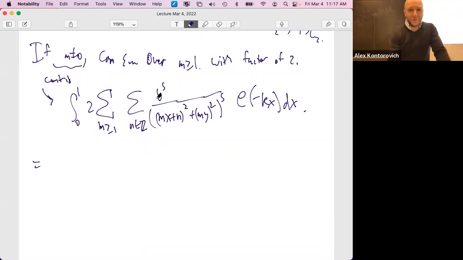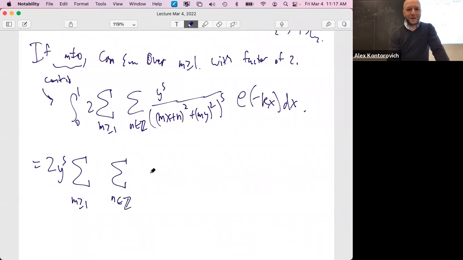Let's do it. We have a y to the s, independent of x, that pulls all the way out. There's a 2y to the s. There's a sum over m bigger than 1. Everything gets reversed; we're in the range of absolute convergence for all of these sums. There's a sum over n. Let's do it one step at a time.